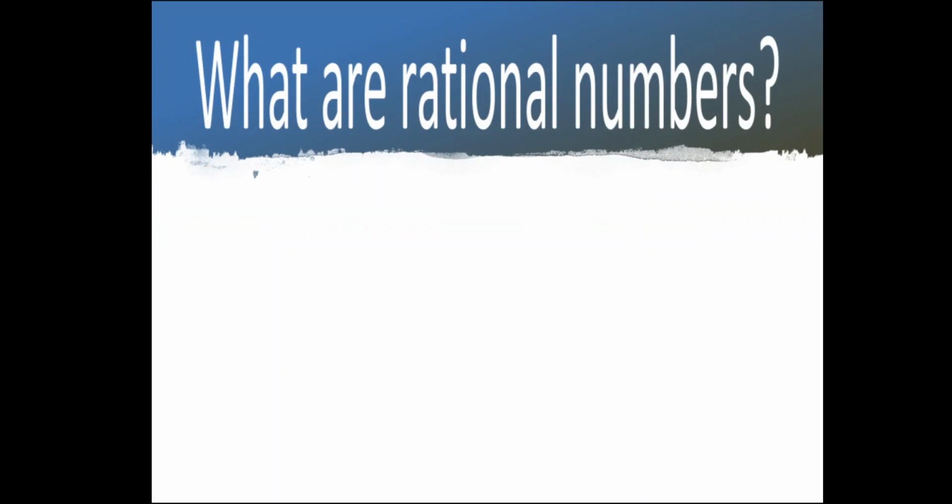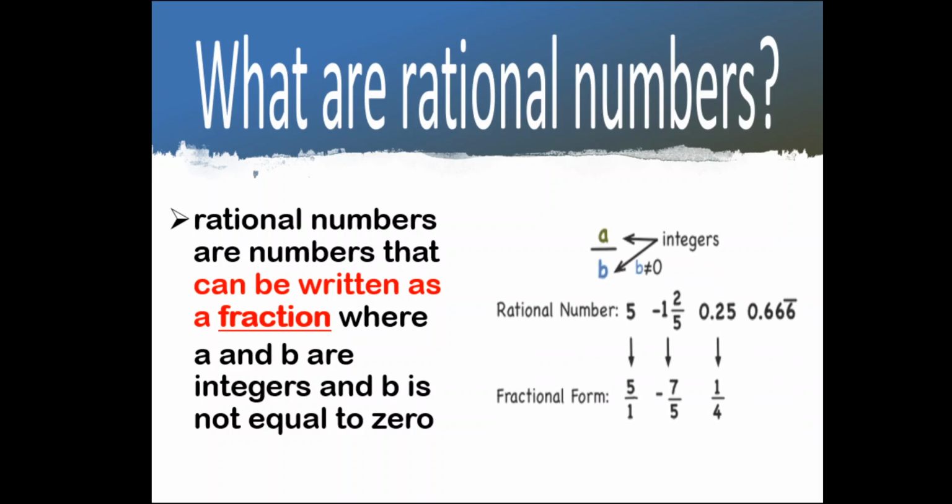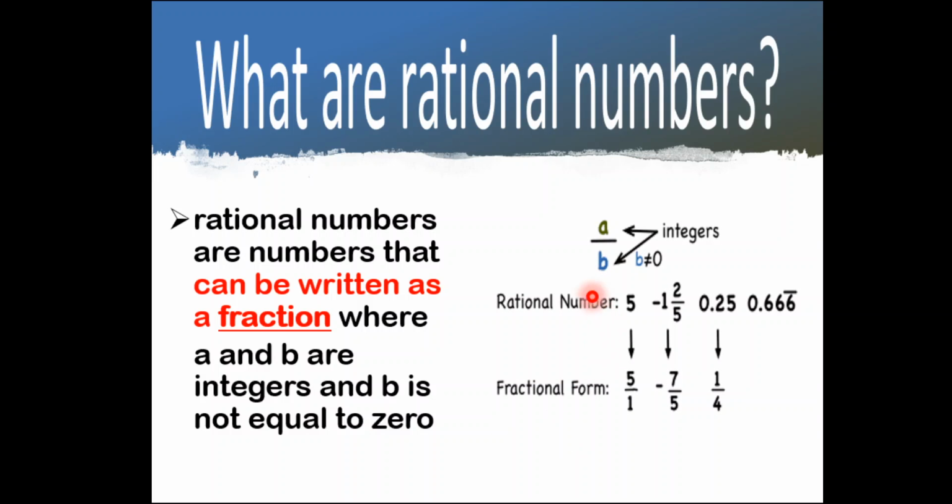What are rational numbers? Rational numbers are numbers that can be written as a fraction a over b, where a and b are integers and b is not equal to 0. So, a rational number is a number that we can write as a fraction like this, a over b, where b is not equal to 0. For example, the number 5. 5 is equal to 5 over 1.